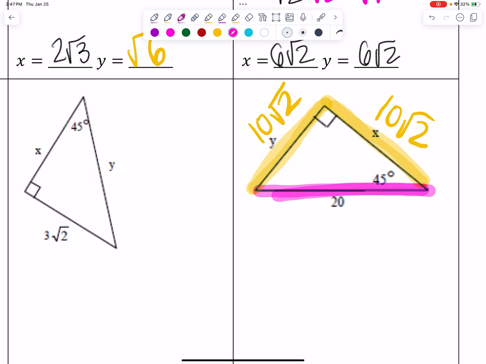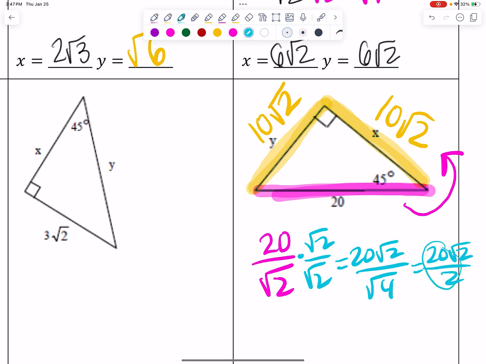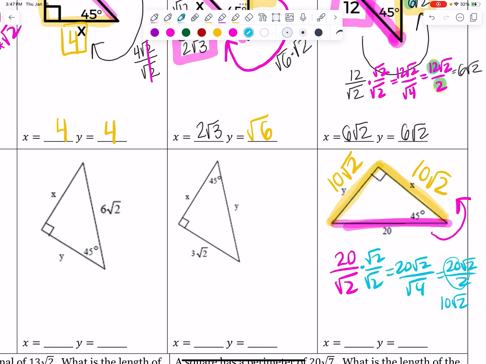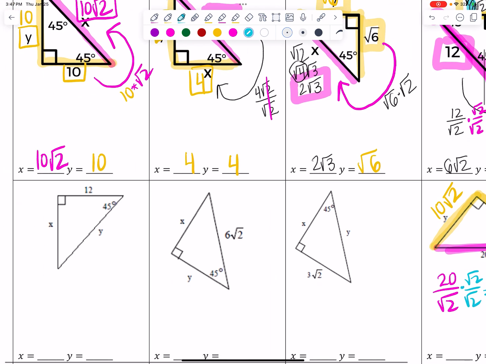But if you didn't understand that process, again, you would just do 20. We're getting smaller, so we divide by root 2. Then you have to rationalize the denominator, so we do that in the numerator and in the denominator. We multiply by root 2. That would be 20 root 2 over root 4. That is 20 root 2 over 2. And then 20 over 2 simplifies to 10 root 2. So that's how you would do it using the actual math, but many of you noticed that pattern. We call it the party trick, just to make it go a little bit faster.